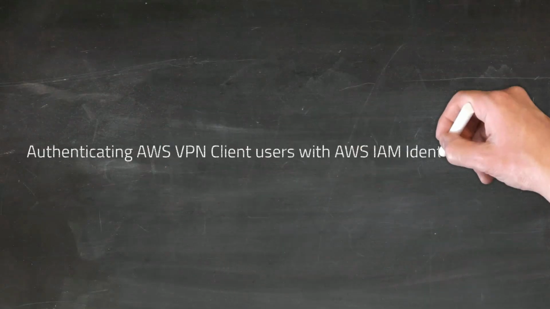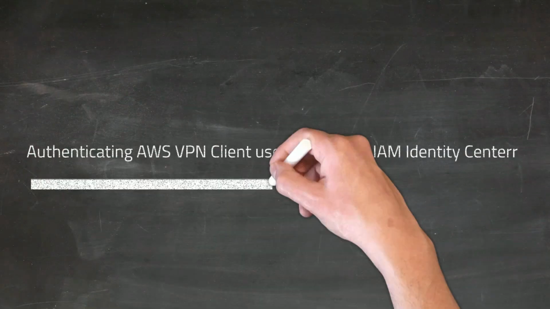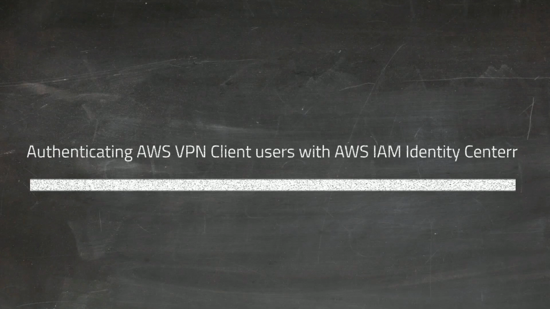Hello everyone. In this series of videos, we are going to see how to authenticate AWS VPN client users with AWS IAM Identity Center, which was previously known as AWS SSO, right? But before I jump into the actual demo, let's try to understand what AWS VPN client is all about, how it can help us, and how it works.